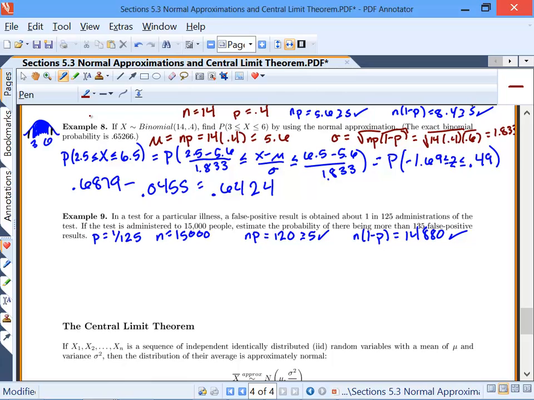So at this point, if we want to use the normal approximation, we need to know what our mean and standard deviation are. So my mean is np, which gives me 120 again. And my standard deviation is the square root of n times p times 1 minus p. So the square root of 15,000 times 1 over 125 times 1 minus 1 over 125.